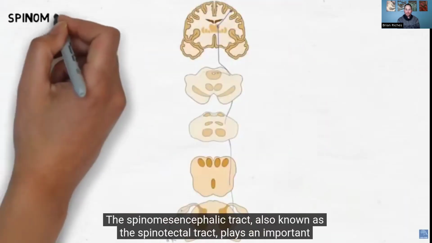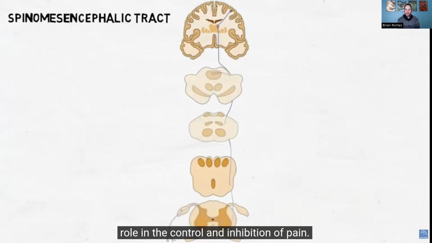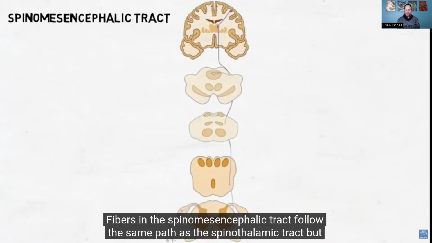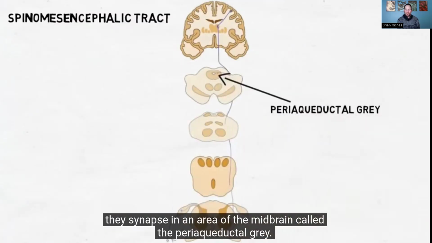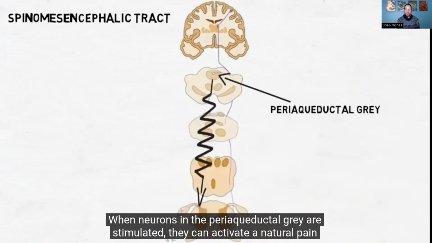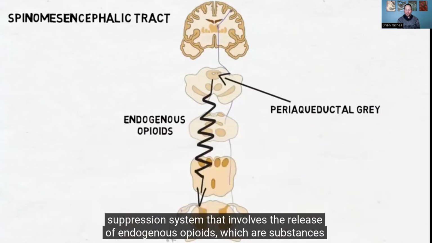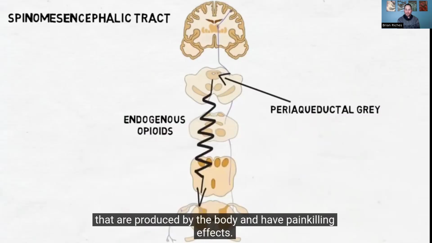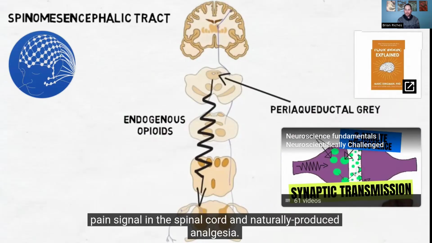The spinomesencephalic tract, also known as the spinotectal tract, plays an important role in the control and inhibition of pain. Fibers in the spinomesencephalic tract follow the same path as the spinothalamic tract, but they synapse in an area of the midbrain called the periaqueductal gray. When neurons in the periaqueductal gray are stimulated, they can activate a natural pain suppression system that involves the release of endogenous opioids, which are substances that are produced by the body and have pain-killing effects. The release of endogenous opioids and other neurotransmitters leads to the inhibition of the pain signal in the spinal cord and naturally produced analgesia.